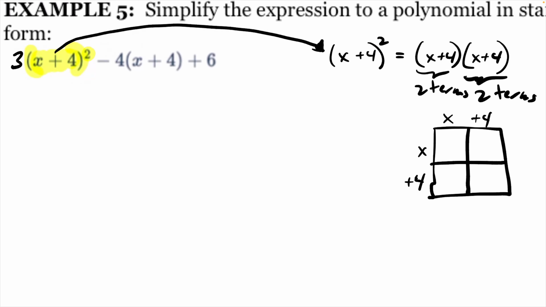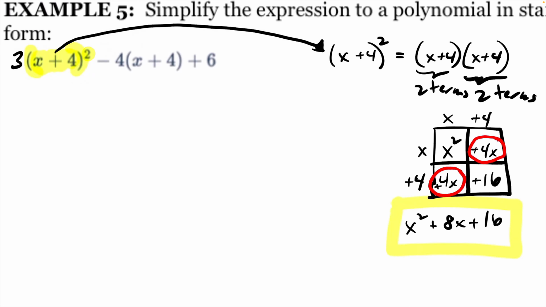So 1x times 1x makes 1x squared. 1x times 4 makes 4x. 1x times 4 makes 4x. And then 4 times 4 makes 16. Do what you did. Combine like terms. We have x squared plus 8x plus 16.